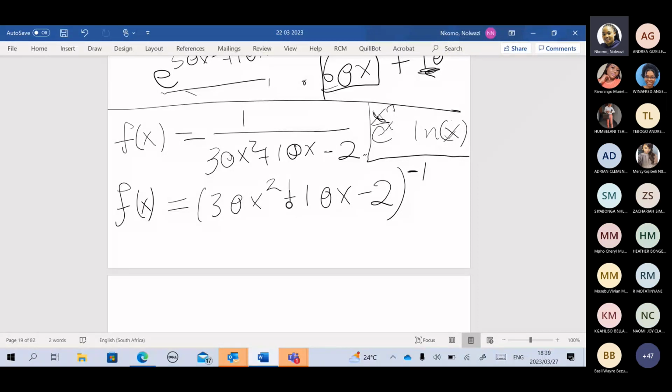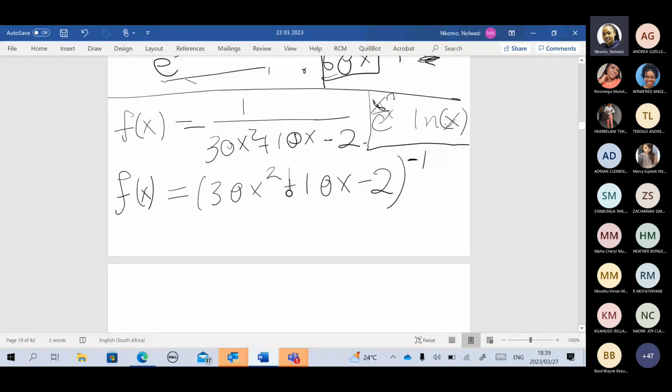Meaning we have to write this function in this form. We said it must be a variable to the power a number, right? We have a number which is minus 1. We have this function to the power minus 1. And we said this must be one variable, meaning we can introduce a new variable and let that new variable equal everything here, so that this function would be in this form, right?